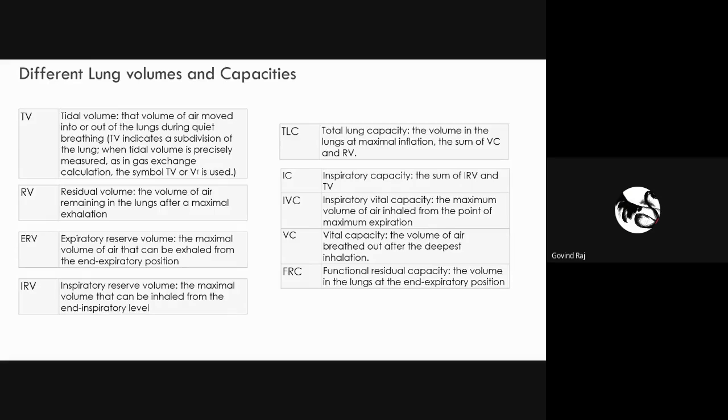So what is the difference between functional residual capacity and residual volume? You can read the functional residual capacity, and you can read the residual volume. In each case, we are measuring the amount of air that is left in the lungs. So what is the difference between these two? That is the question.